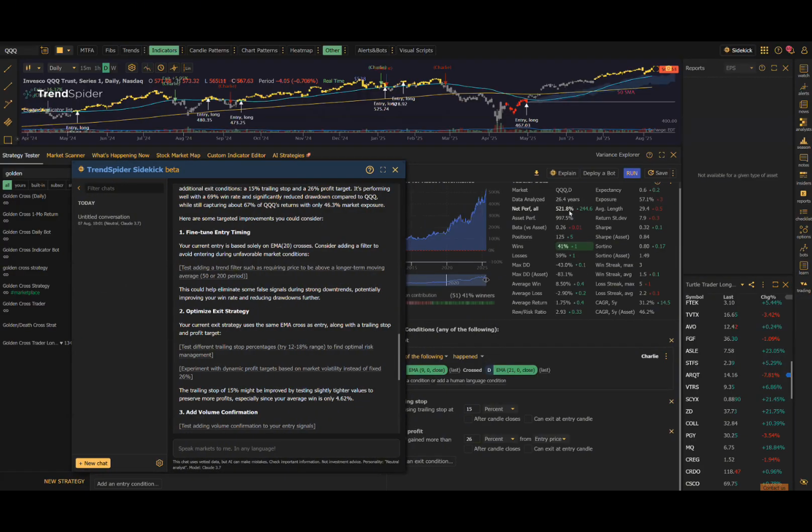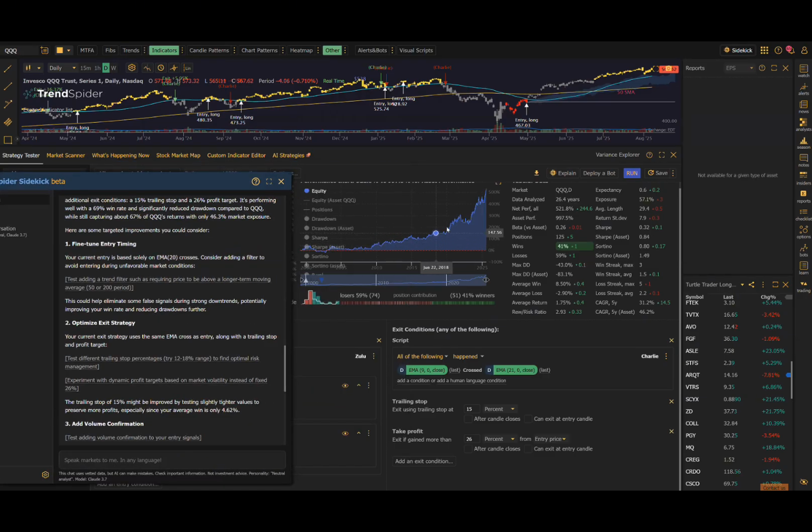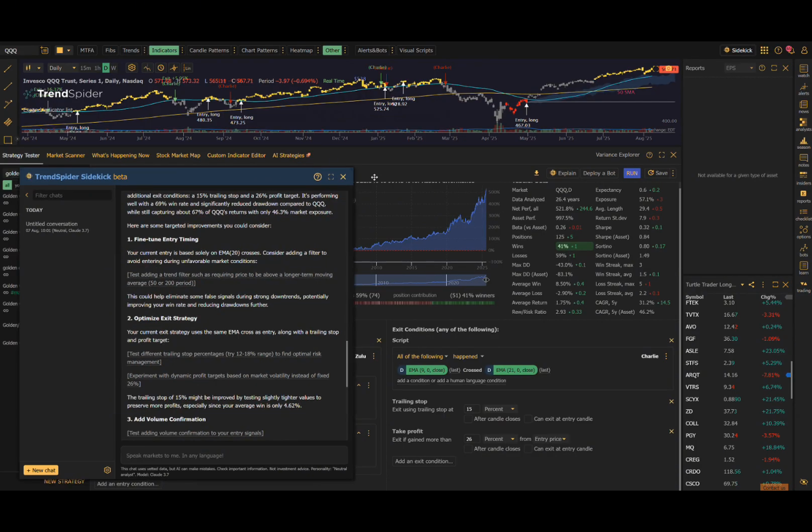So this one's not bad, 521%. That's actually a very smooth equity curve, you guys. So I kind of like that. 43% drawdown, a little lower win rate, but that's common with trend following.